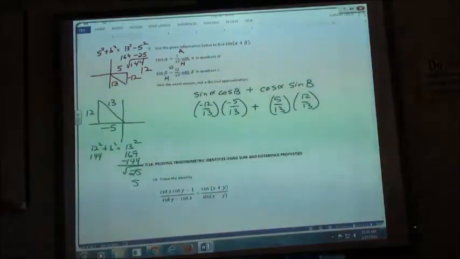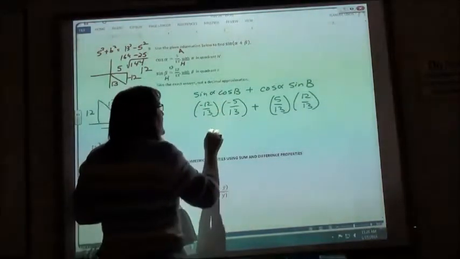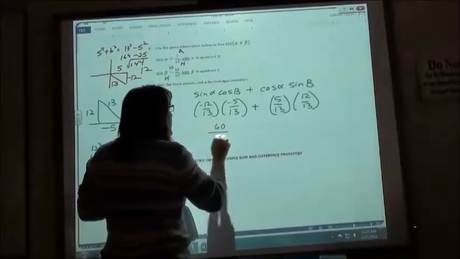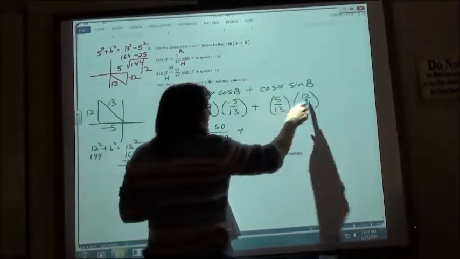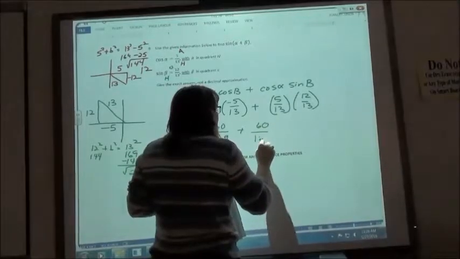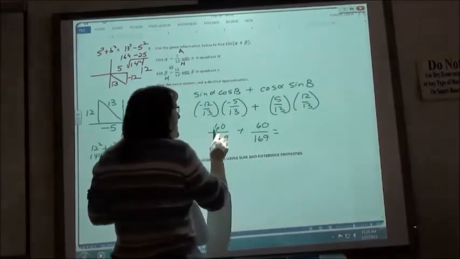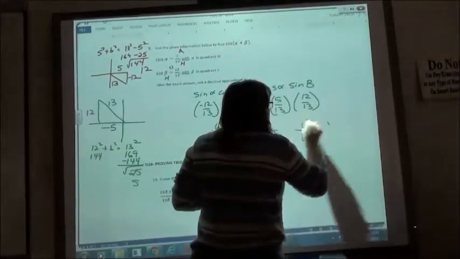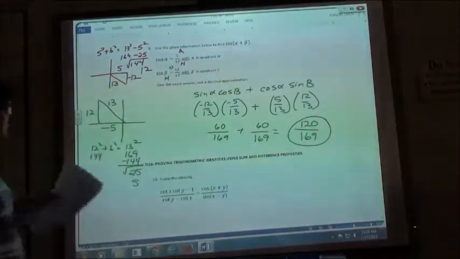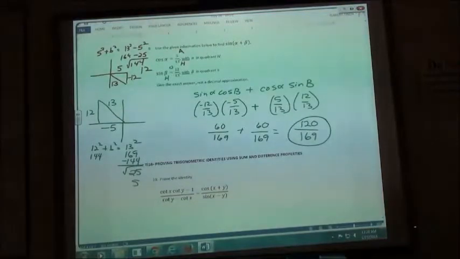So negative 12 times negative 5 would be 60. 13 times 13 is 169. Plus 5 times 12 again is 60 over 169. 60 plus 60 is 120 over 169. So 120 over 169 would be the sine of alpha plus beta.